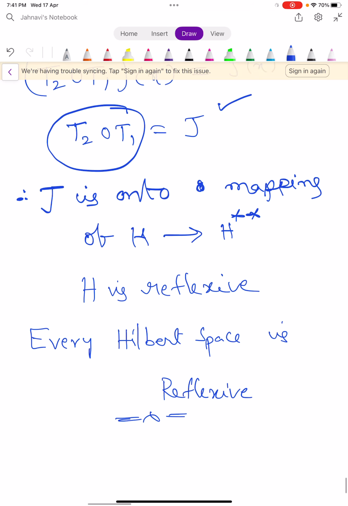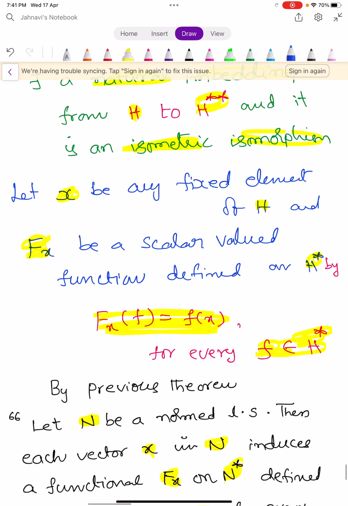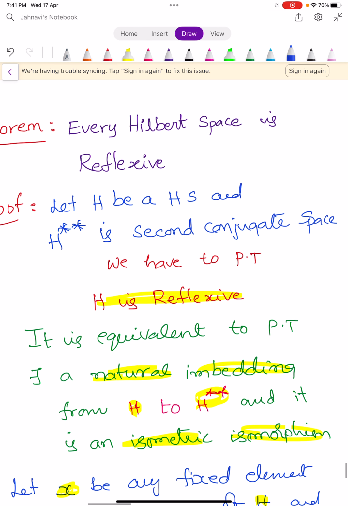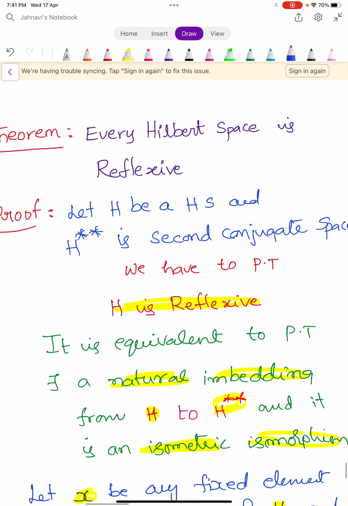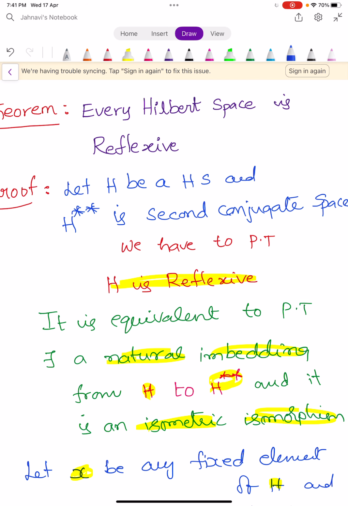One of the important theorems, I simply repeat the theorem. Please observe that in this theorem we use two previous theorems. So if you are aware of previous theorems, then this theorem is very simple and easy. So just I revise the theorem, I revise the terms. Please observe that our statement is every Hilbert space is reflexive.